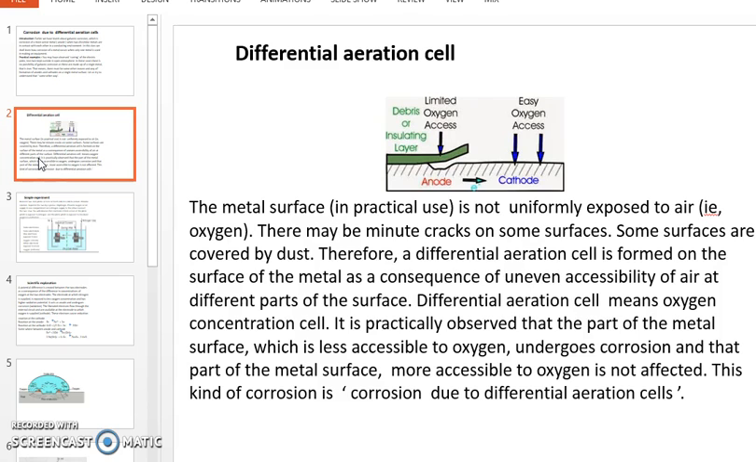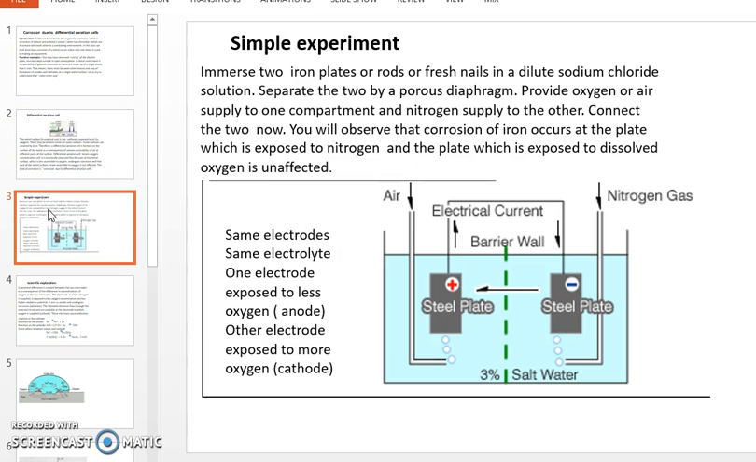It is practically observed that the part of the metal surface which is less accessible to oxygen undergoes corrosion, and that part of the metal surface more accessible to oxygen is not affected. This kind of corrosion is called corrosion due to differential aeration cells.